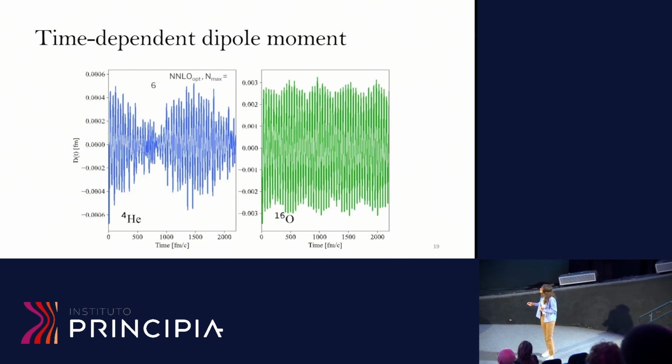So, for example, here you see the time-dependent dipole for helium-4 and oxygen-16. We actually see that in both cases we have an oscillatory behavior, but the oscillation modes that we see in the two nuclei are different. So we have different energy modes in the end contributing.